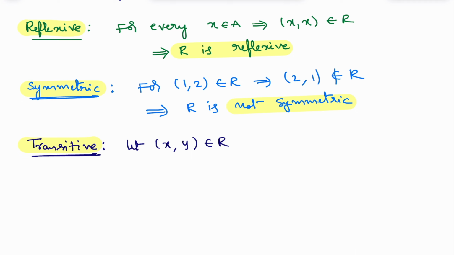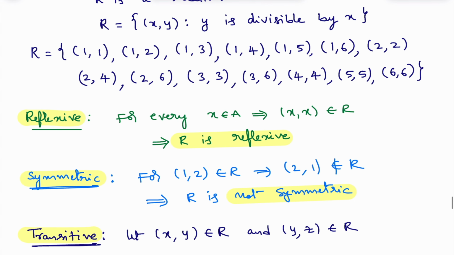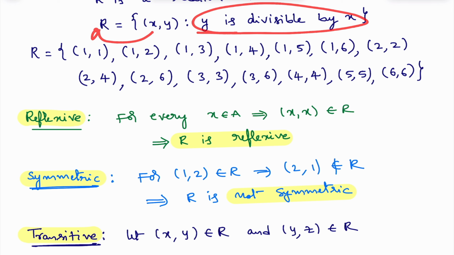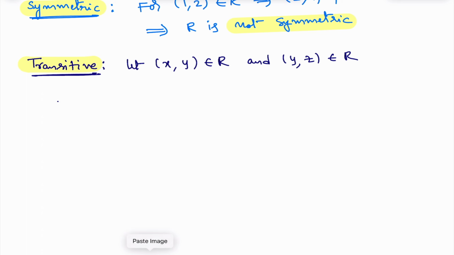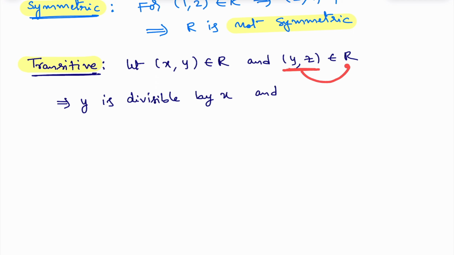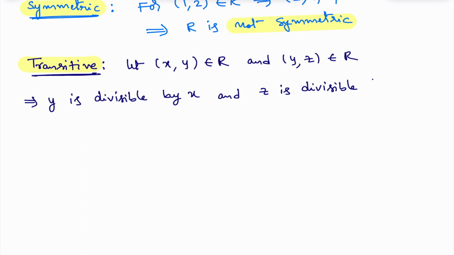I'll take that there exist ordered pairs x comma y and y comma z in the relation. If x comma y is there in the relation, then from the relation it says that y is divisible by x. And y comma z belongs to this relation, which tells you that z is divisible by y.